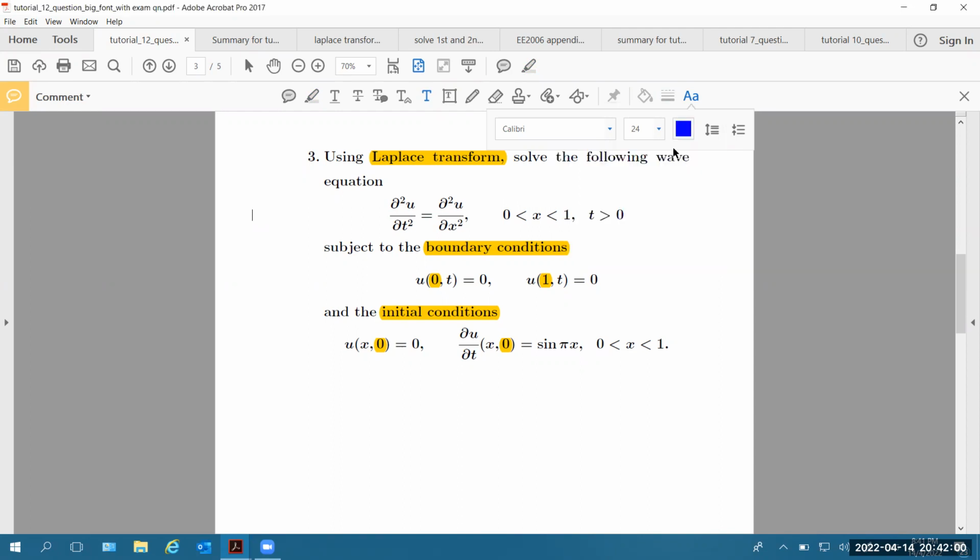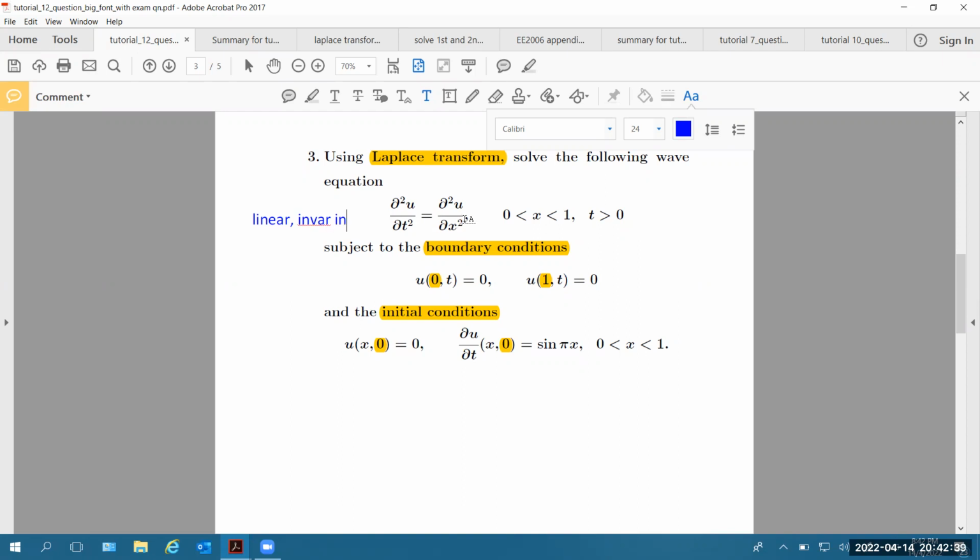Yes, it's linear in U. Remember, linear means only U. Each of the terms is only U. You don't get things like U times U. So it's linear. And is it also invariant? Remember what invariant is? You look at the coefficients of the U term. Here the coefficient is constant. Here the coefficient is also constant. So it's invariant.